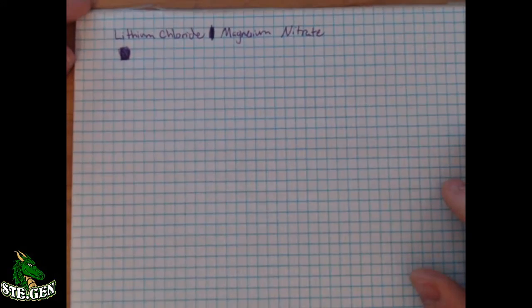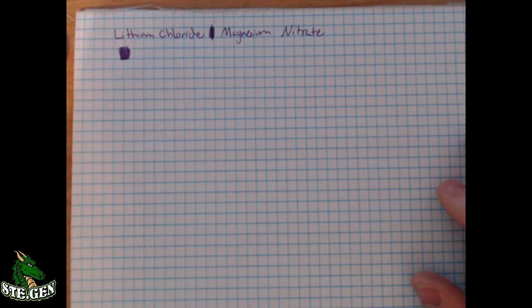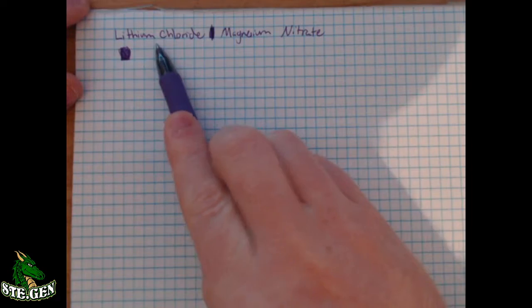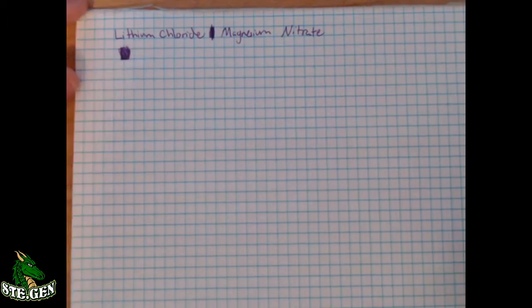Welcome back, everybody. This is going to be me working out the example problem for our molar mass of compounds example. This was in the notes. We've got lithium chloride and magnesium nitrate as our two examples.